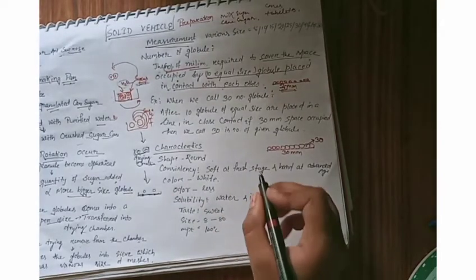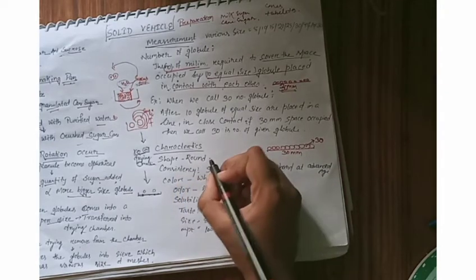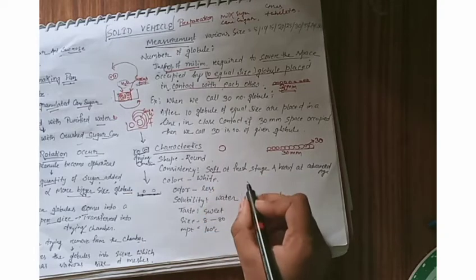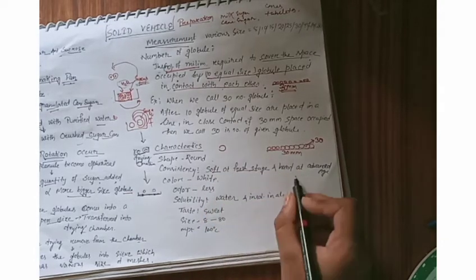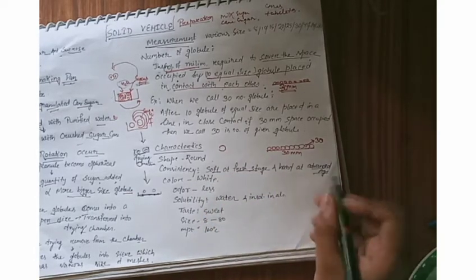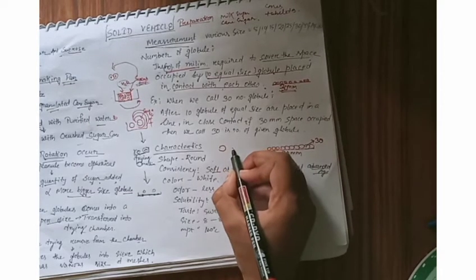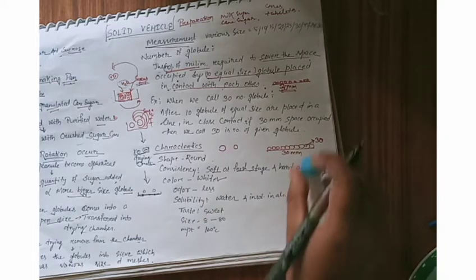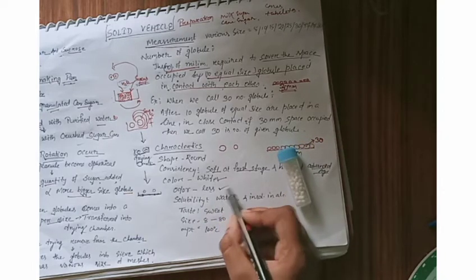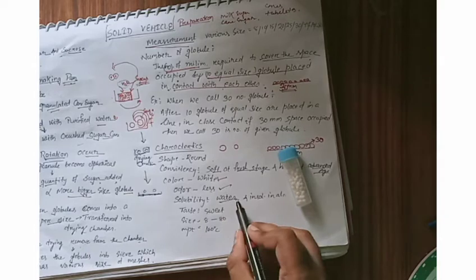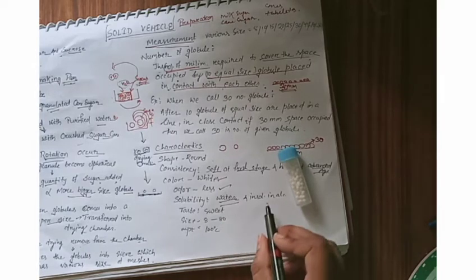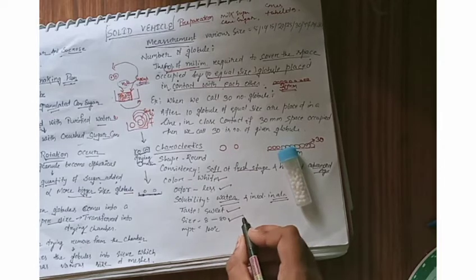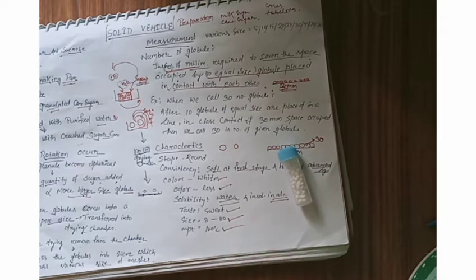Then which substance is called a globule? The substance which is round, soft at the first stage, and at an advanced stage, as time passes, becomes hard. The color should be white, odorless. Solubility: it should be soluble in water but insoluble in alcohol. Taste sweet, size varies from 8 to 80, melting point 160 degrees centigrade.